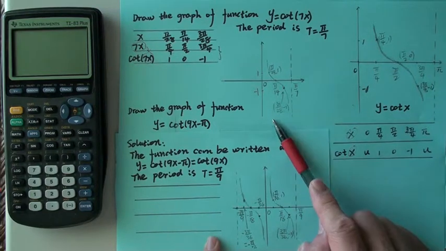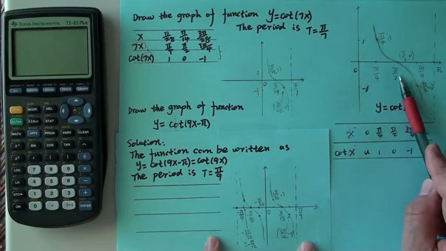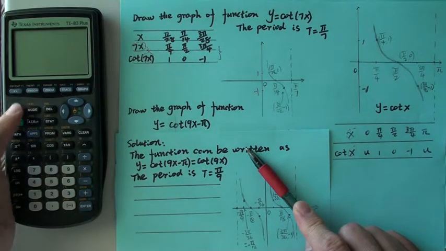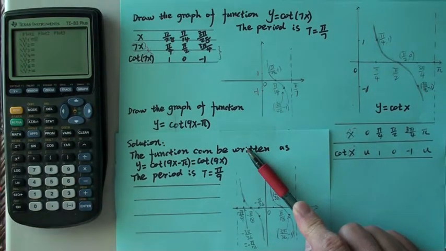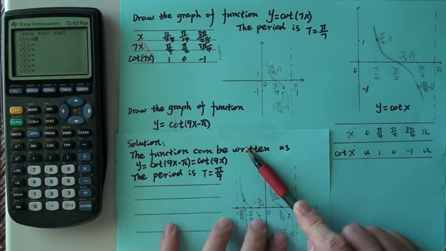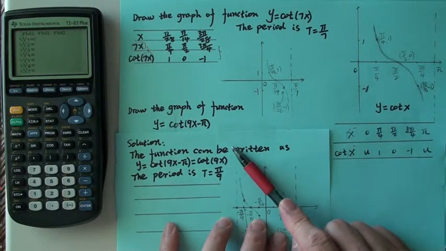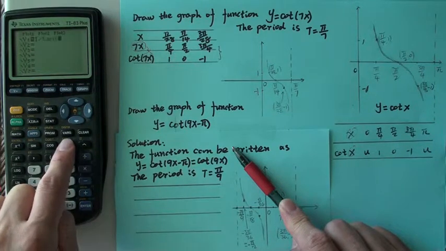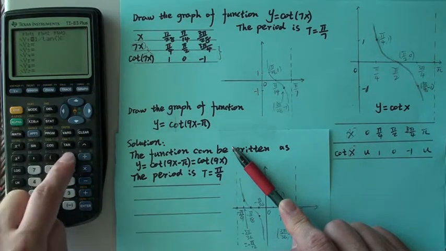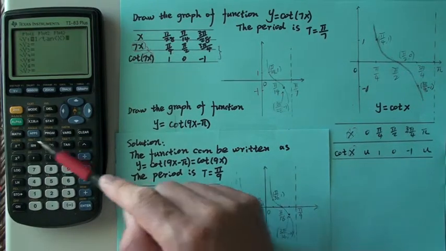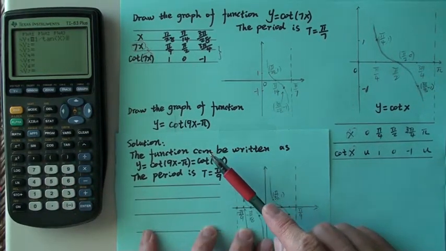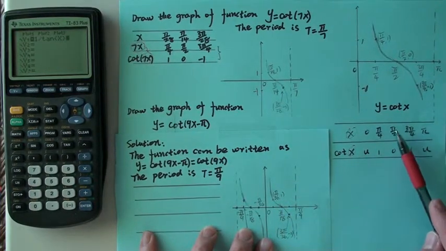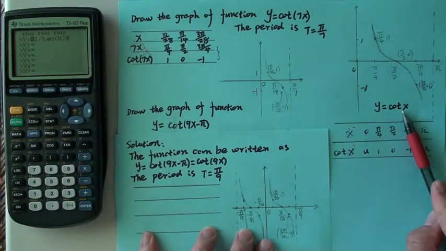Again, if you don't remember this picture for cotangent, you may go back, turn on the calculator. Remember, cotangent is the reciprocal of tangent, so you may do 1 divided by tangent of x. There is no cotangent on the TI-83.